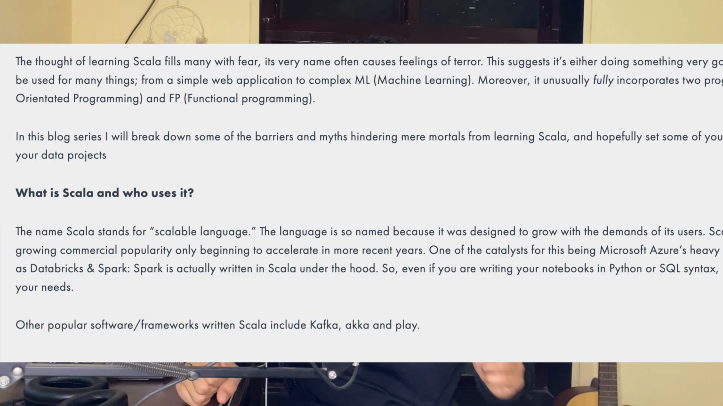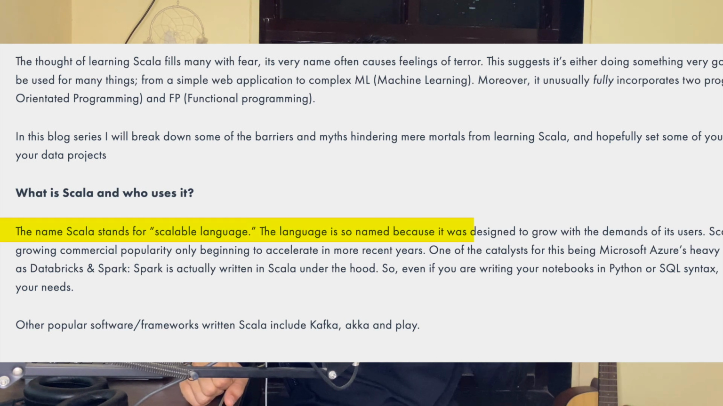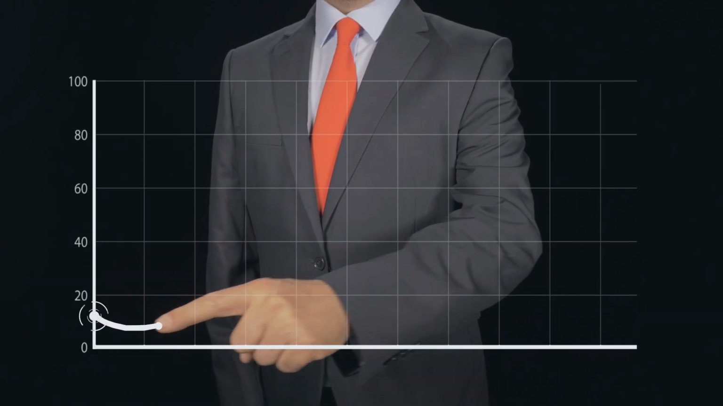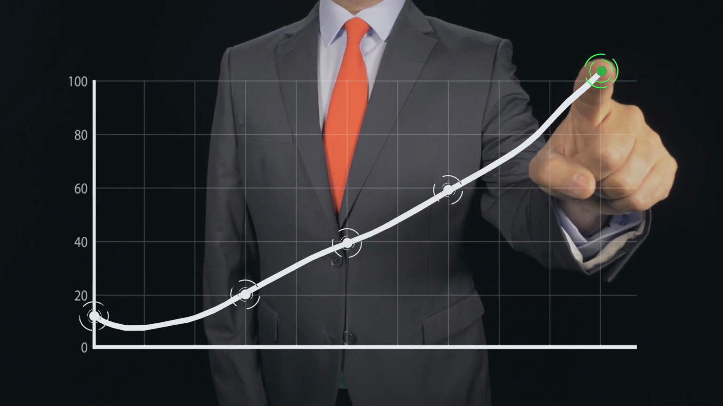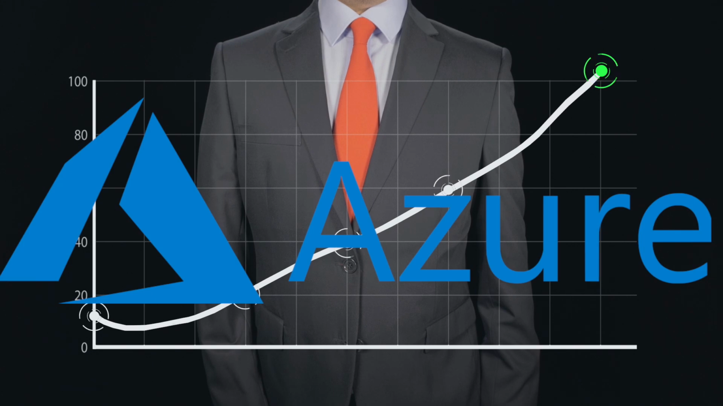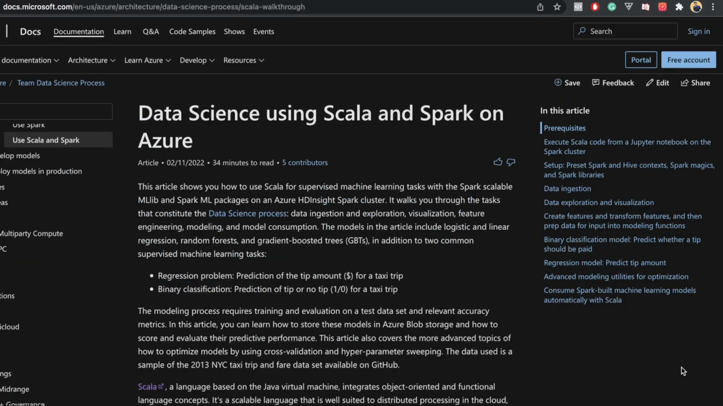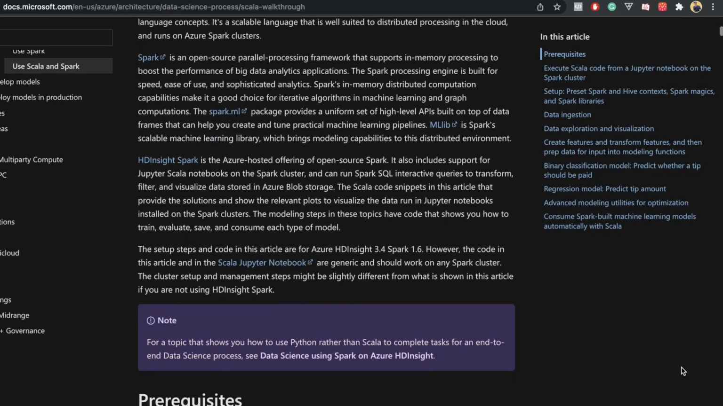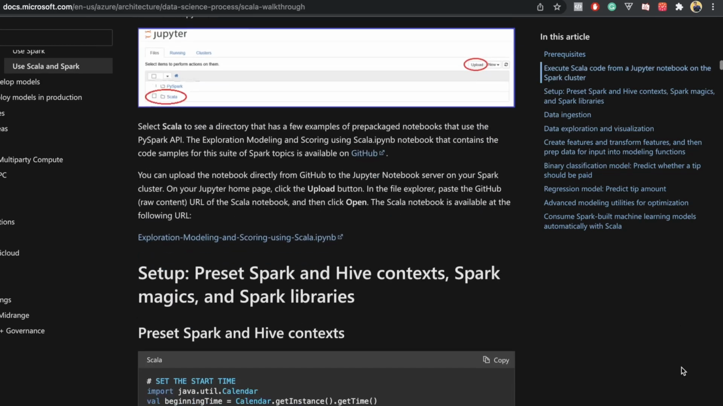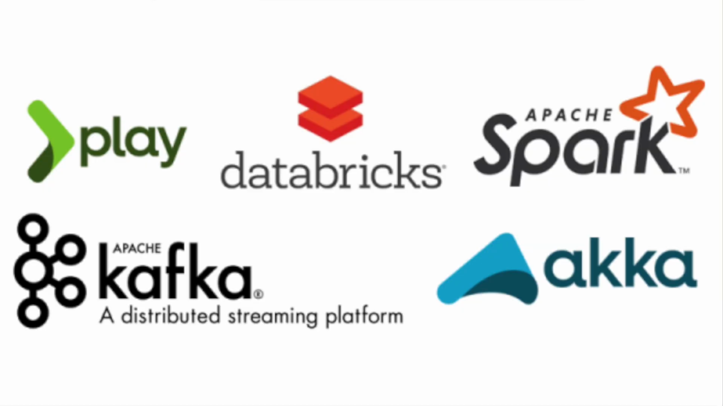Scala and Java are quite similar. The name Scala stands for scalable language. The language is so named because it was designed to grow with the demand of its users. Scala was born in the early 2000s. It was not popular initially, but these days it is getting more popular and many companies are keeping their eye on it. One of the reasons for this is Microsoft Azure's heavy investment in data engineering tools such as Databricks and Spark. Spark is actually written in Scala under the hood. So even if you are writing your notebook in Python or SQL syntax, Scala fuels the underlying engine.